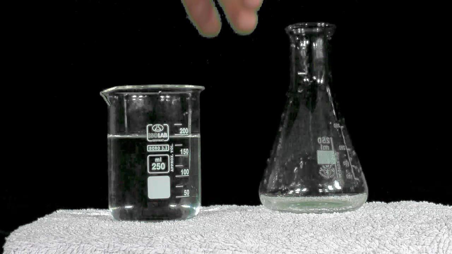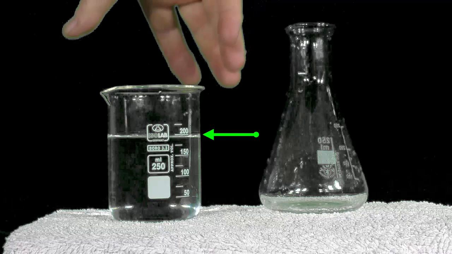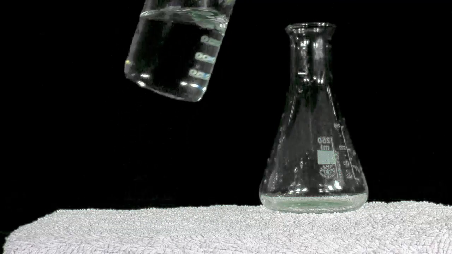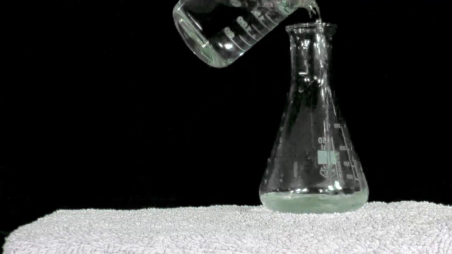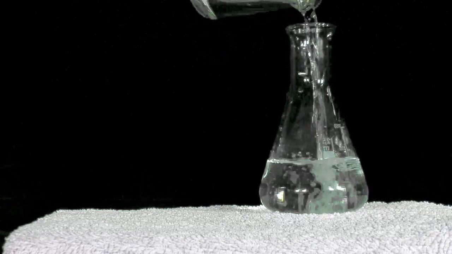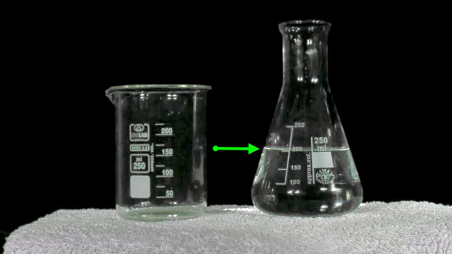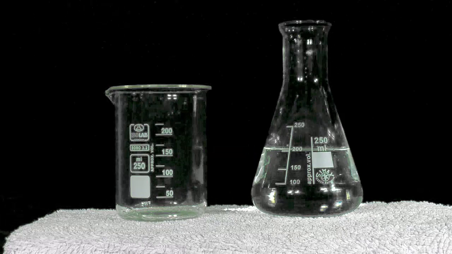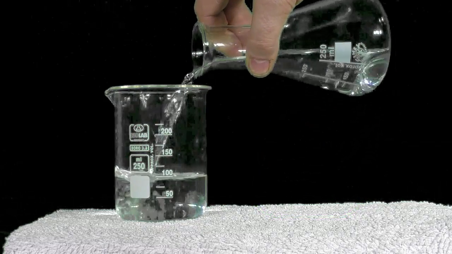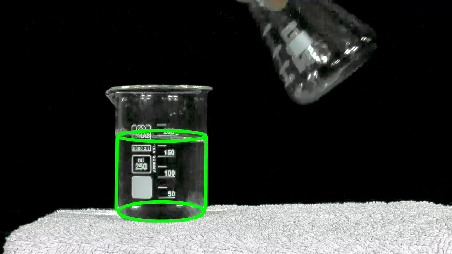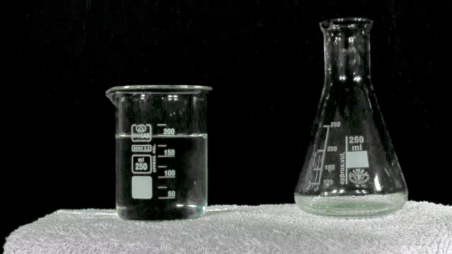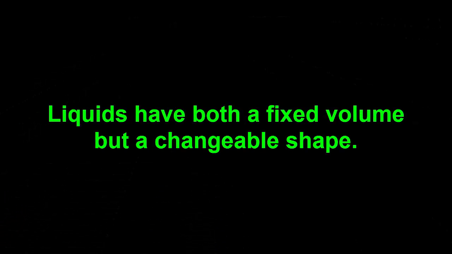Can we change the volume of a liquid? Here's a beaker with a volume of 200 millilitres of water in it. Does the volume become larger or smaller when we pour it into a flask? Trick question. It's still 200 millilitres, so its volume hasn't changed. How about its shape? In the flask, the water is the shape of a cone, same as the shape of the flask. When we pour the water back into the beaker, its shape becomes cylindrical, same as the beaker's. The shape of a liquid changes to match the shape of the container it's in. This means that liquids have a fixed volume, but a changeable shape.